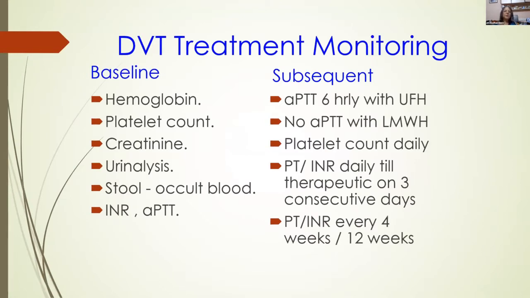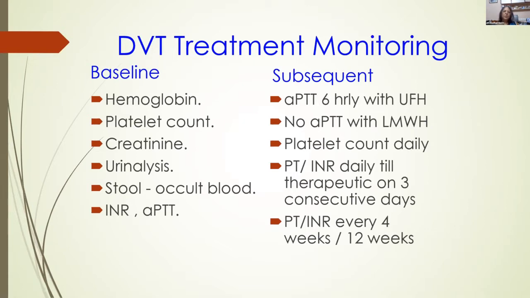To start with initial investigations after confirmation of DVT diagnosis, the baseline investigations are pretty simple. Hemoglobin and platelet count are mandatory, so is creatinine, because the dose of some of the medications that we will be using depends on creatinine clearance and renal function. We'll also do urine analysis and a baseline INR and APTT for monitoring our treatment protocol.